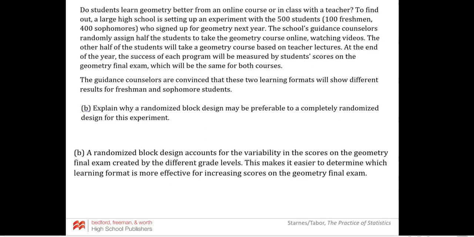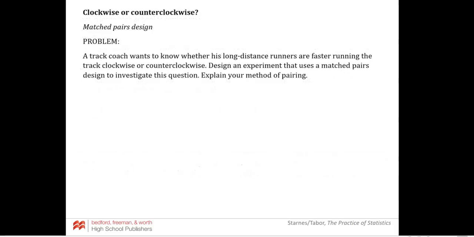I feel like freshman year, you're just learning and figuring things out. Sophomores, you know what you're doing. So it definitely could have an effect on this, and I think it's a smart move to do a randomized block in this case. Less variability should be the result.